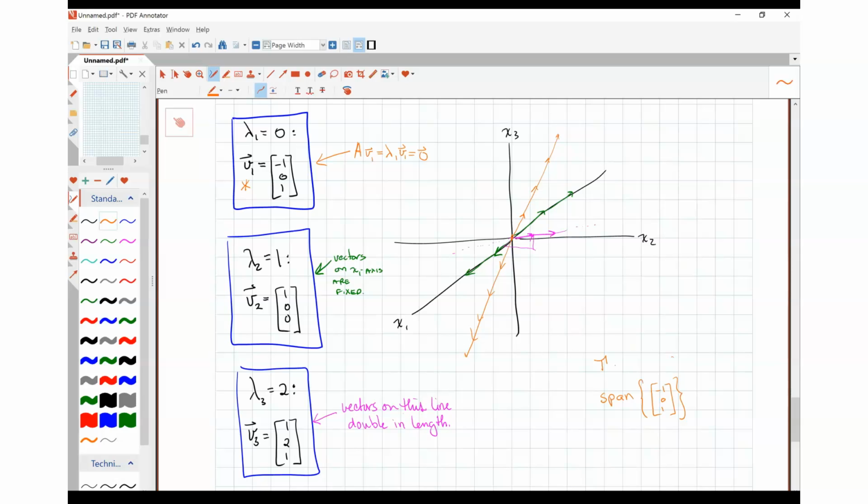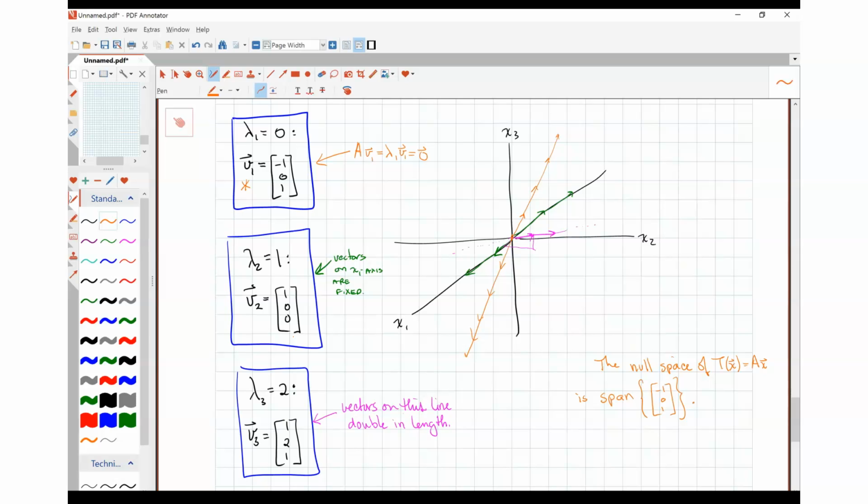So the null space of T of X equals AX is the span of this vector minus 1, 0, 1. And everything that's along that direction is getting squashed down to 0. In fact, the range is the span of these two vectors that are associated with eigenvalues which are not 0.